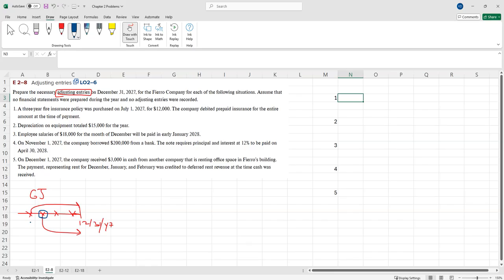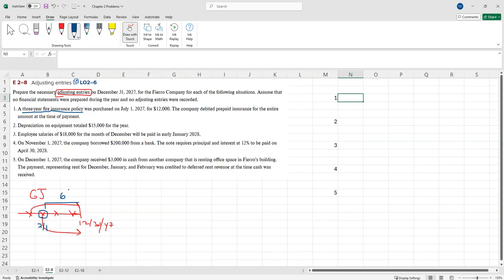So May, June, July, 7/1. What that now means is the remaining rest of the year, 6 months have passed: 7, 8, 9, 10, 11, 12. 6 months have passed. The policy itself, they tell us here, was for 3 years.